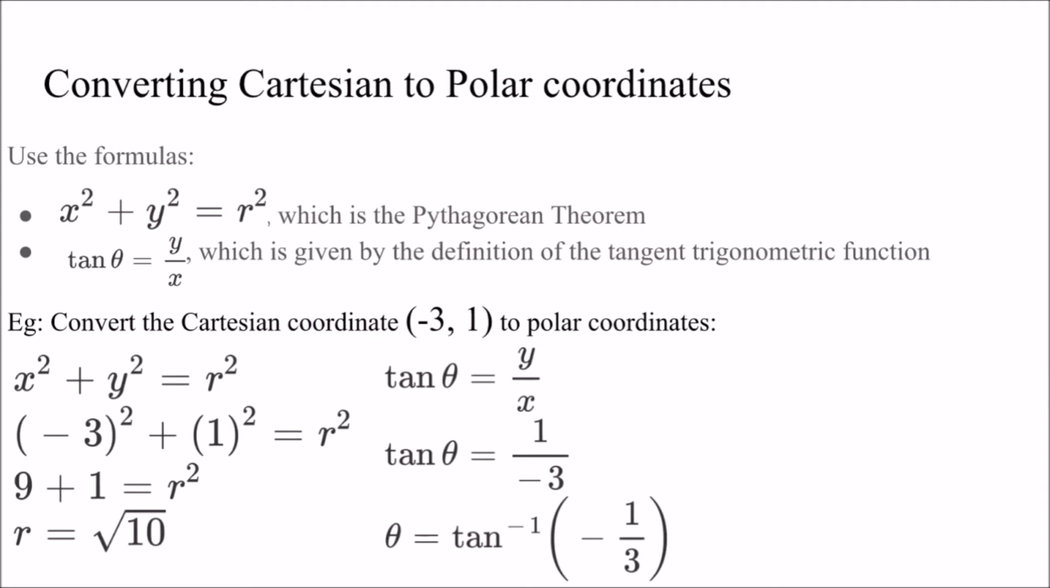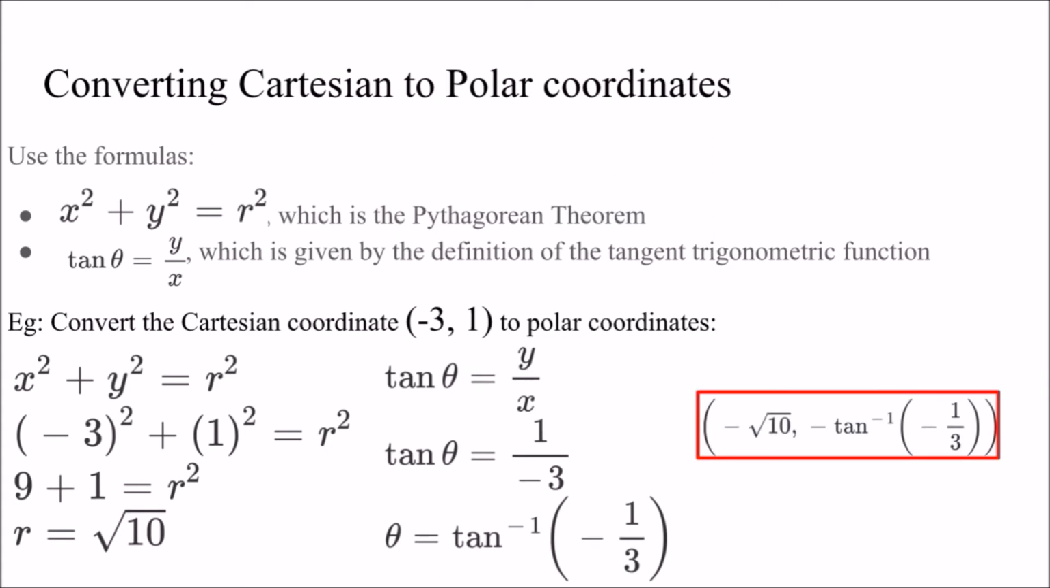Negative tan inverse of -1/3 is a positive number, but since we flipped the sign of that, we have to flip the sign of the radius so that it's in quadrant 2. So therefore, the angle is negative root 10, negative tan inverse of -1/3.